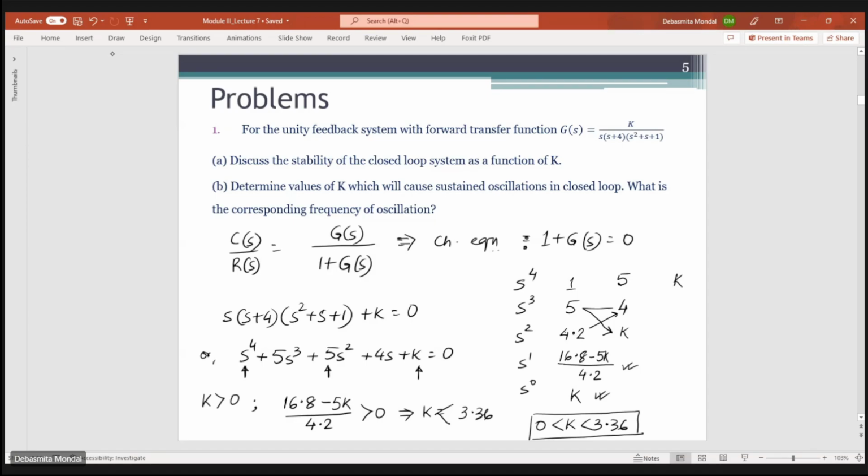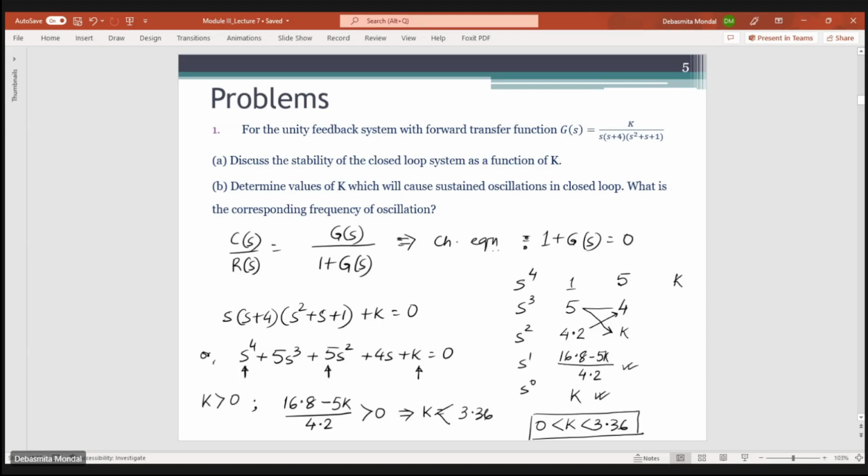So the moment you use this limiting value of k, if k equals 3.36, then this element will become equal to 0. That means this whole row, which has only one element, becomes equal to 0. So what you can say is that there must be a pair of symmetrical roots present in the system.